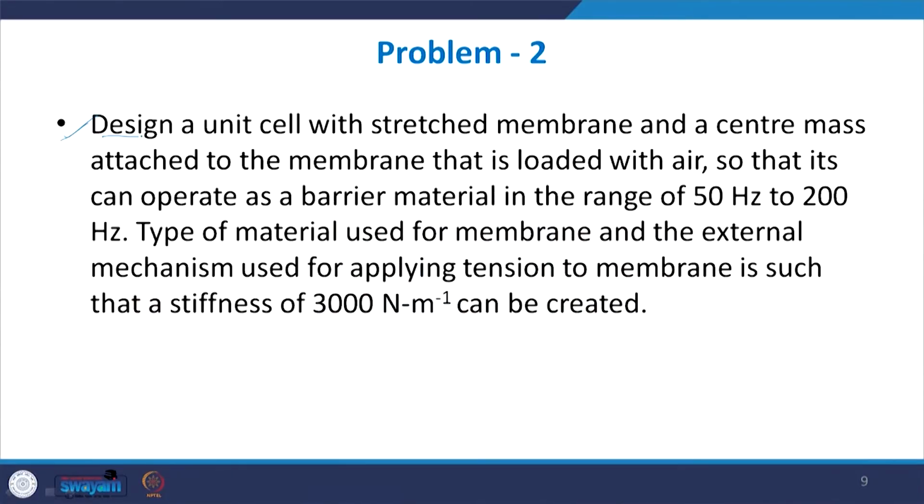So here what's given to us is we have to design a unit cell with a stretched membrane and a center mass attached to the membrane. So we have the unit cell type 2. So this is now loaded with air at room temperature so that it can operate as a barrier material.